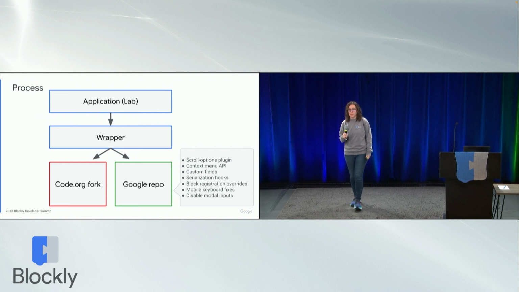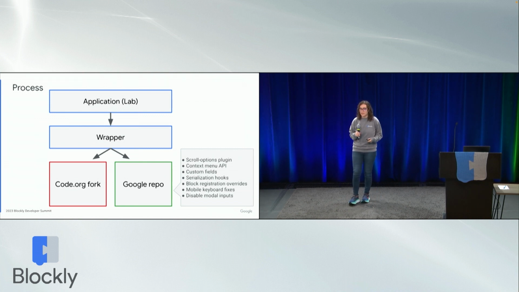What makes this more complicated is some of the labs share code. So you also can't just migrate one lab in isolation, because if two labs share some code, they would have to be updated together too. It gets tricky. So what Code.org has done is introduce a wrapper layer.